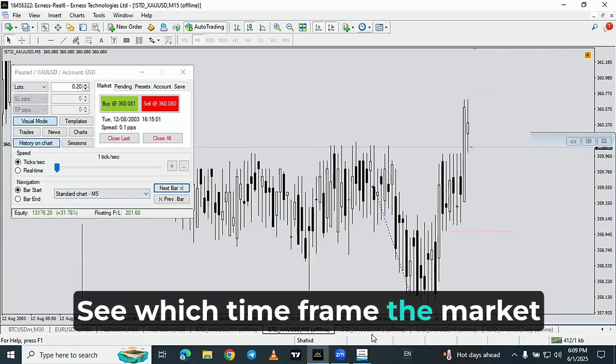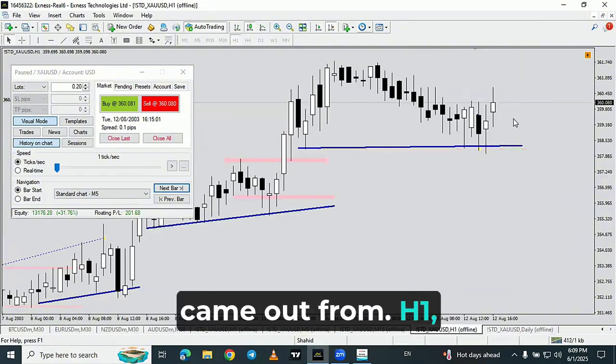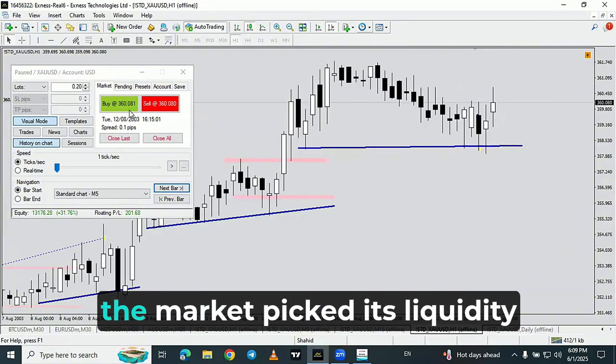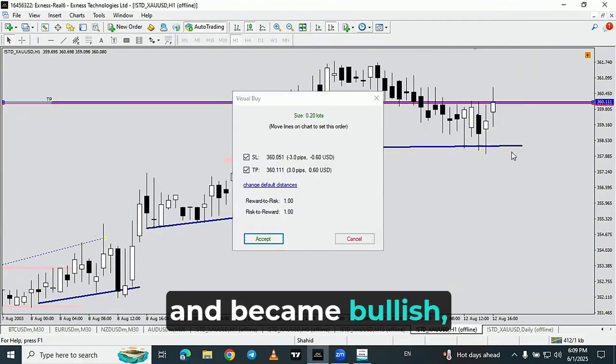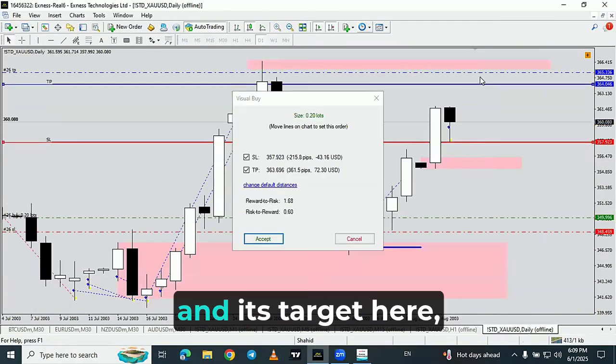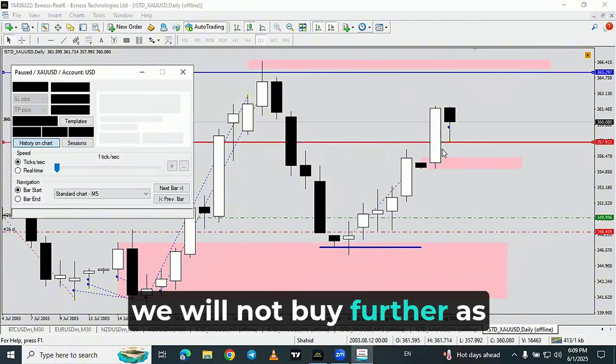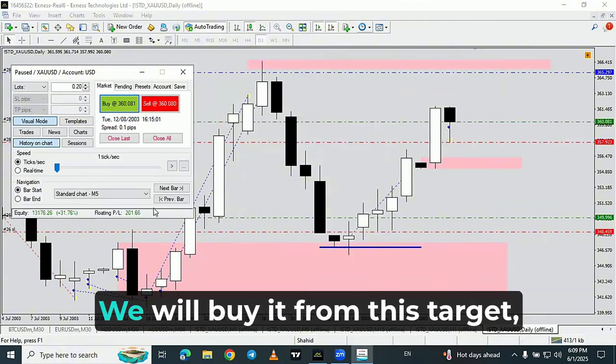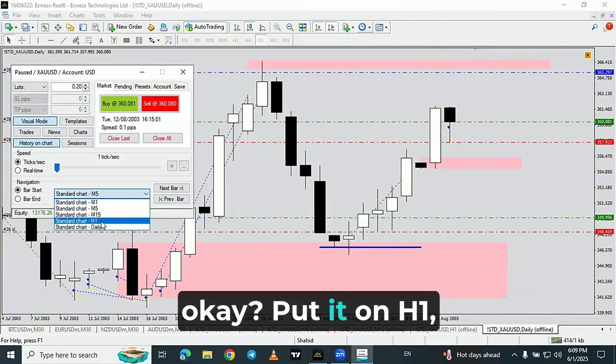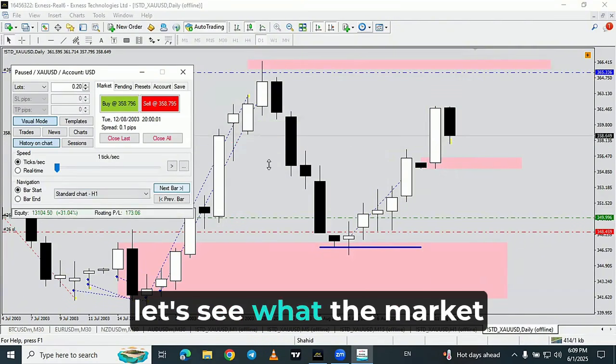See which time frame the market came out from. H1 became bullish. See, the market picked its liquidity and became bullish. So we play with this SL here and its target here. We will not buy further as we buy from this target. We will buy it from this target, okay? Put it on H1, and before that, let's see what the market does here.